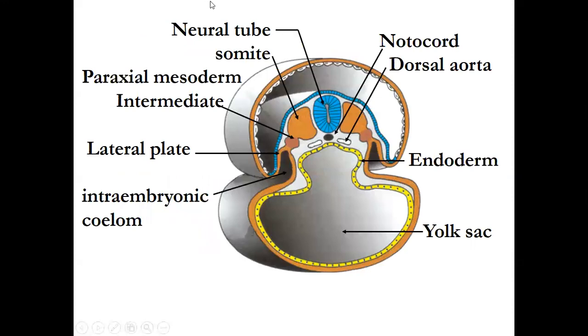Okay, these are the cut sections of the embryo that we're going to discuss further after this. No need to worry about this picture, but just to show you that here in the middle we have the neural tube, and then here we have a somite, and then we have the lateral plate here.